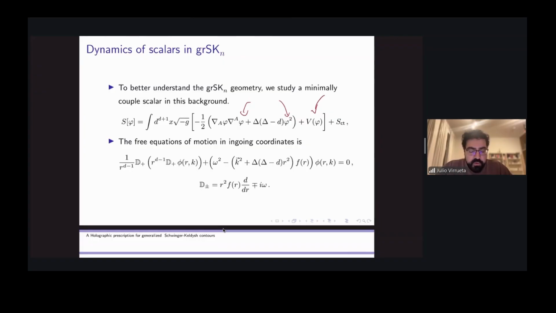So here I wrote the equation of motion of the free field in the ingoing coordinates. You can also consider outgoing coordinates. You just need to reverse this sign here. That's the same equation if you use outgoing coordinates.